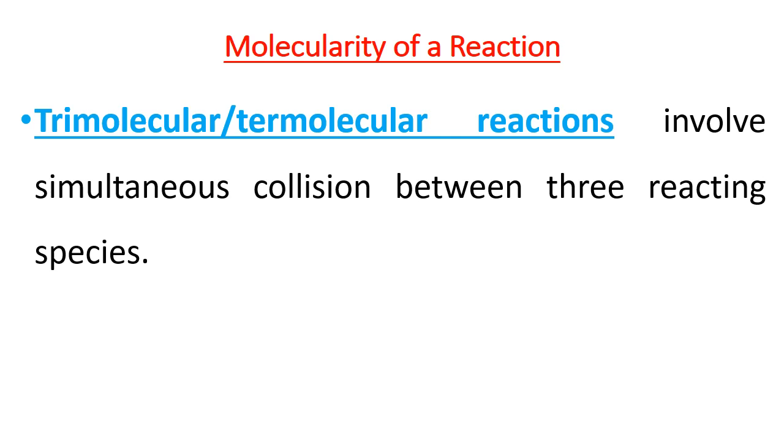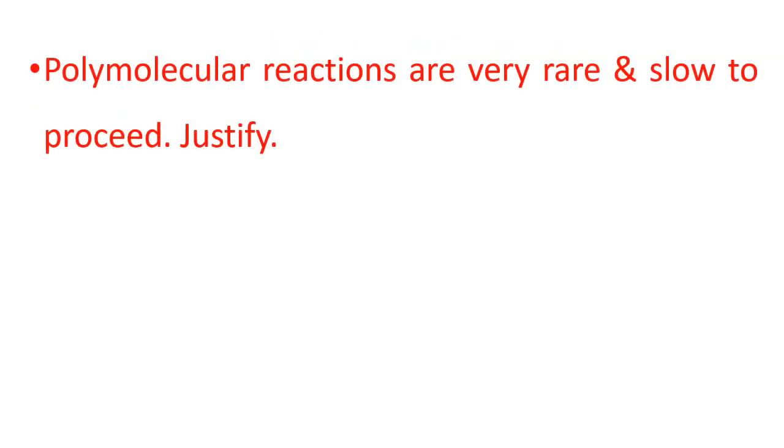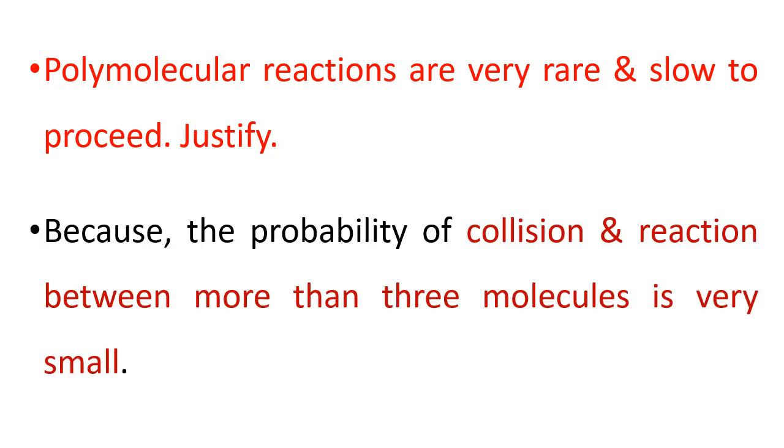Tri or termolecular reactions involve simultaneous collision between three reacting species. For example, two molecules of nitrogen monoxide react with one molecule of oxygen to form two molecules of nitrogen dioxide. Polymolecular reactions are very rare and slow to proceed, justify, because the probability of collision and the reaction between more than three molecules is very small. Hence, polymolecular reactions are very rare and slow to proceed.